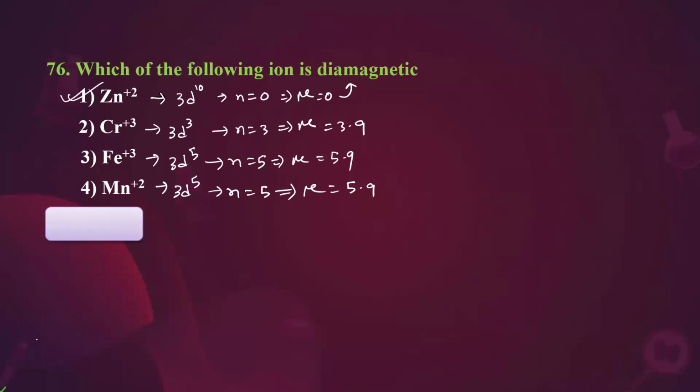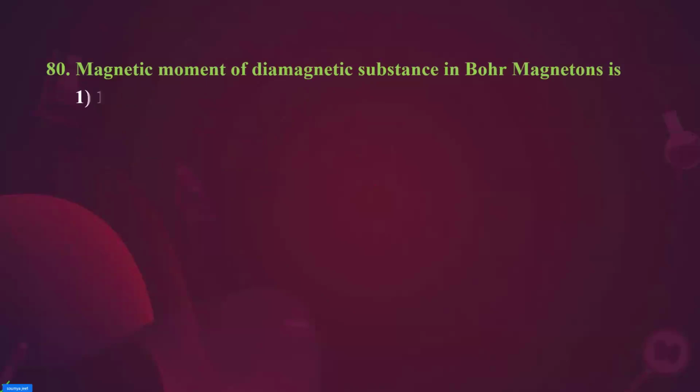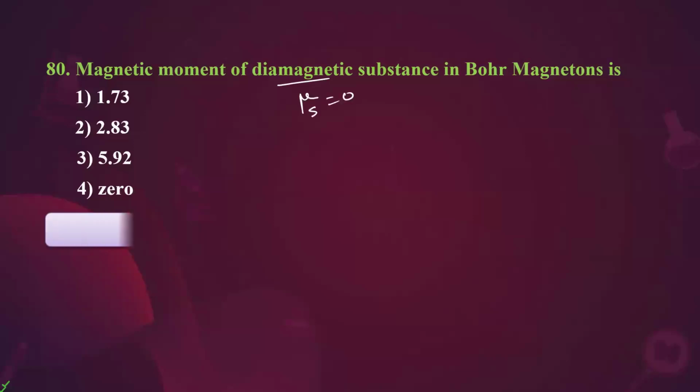Absence of unpaired electron, so for 3d10, n is equal to 0, so Zn2+ will be the correct answer. Similarly, the magnetic moment of diamagnetic substances in Bohr magneton: diamagnetic means the mu value will be 0. For diamagnetic, mu is equal to 0.